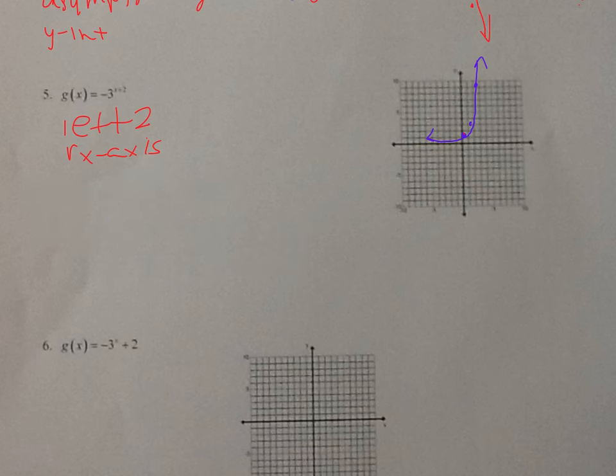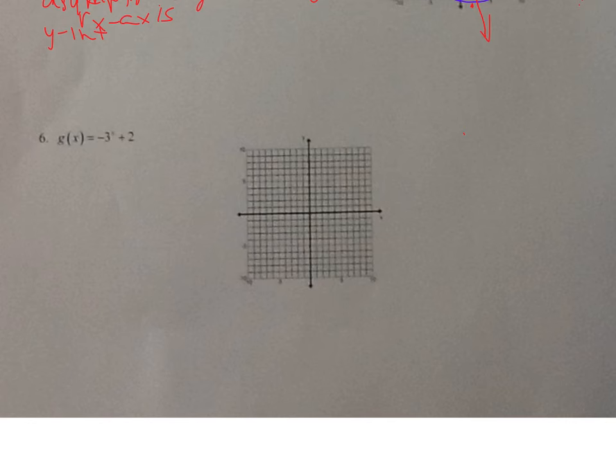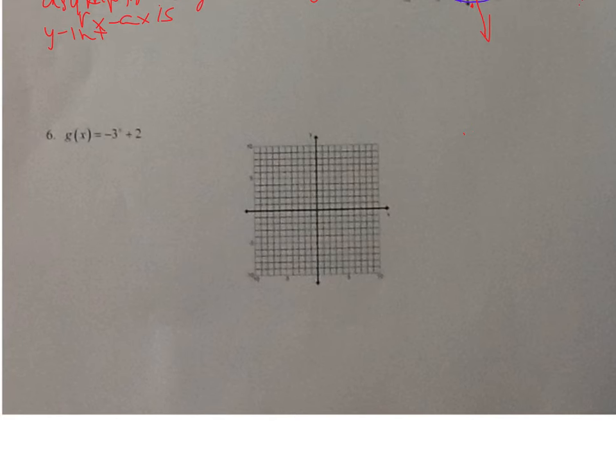Okay, last one. Graph the parent function. Okay, so I have a reflection. I have g of x equals negative 3 to the x plus 2. So we were going to reflect first, and then I will go up 2. So it's reflection over the x-axis, and then up 2. All right, so let's reflect over the x-axis, and then go up 2.